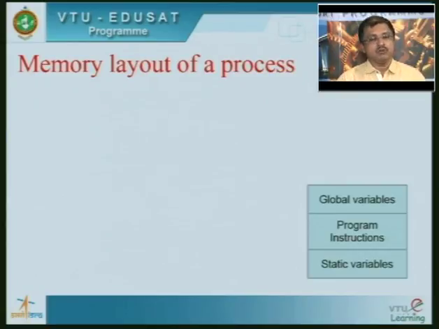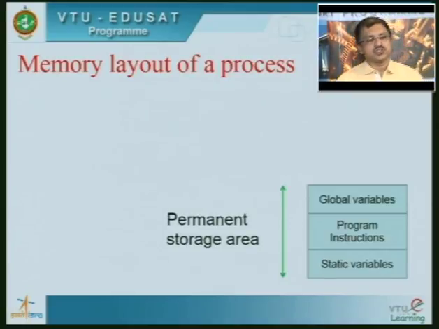Next come the global variables. You know the concept of global variables. Those are the variables defined outside the functions, and they have a scope. Typically all functions will be able to access these variables. So the addresses of these global variables are fixed. The next thing that the compiler does is allocate space for global variables. This we generally call the permanent storage area.